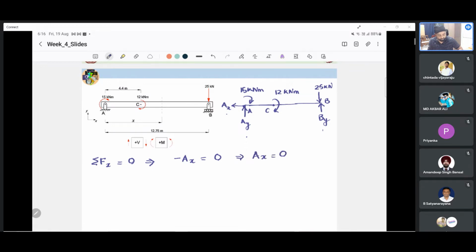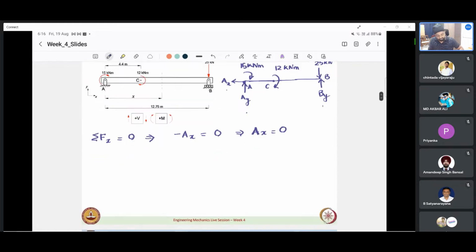Many might be able to recognize this upfront by looking at the beam, but for the sake of completeness, for those who might not understand this outright, I am just explaining this so that it becomes easier for you to solve the questions. Now sigma Fy equals 0. What will this give us? Ay plus By. Both are the reaction forces at A and B pointing in the upward direction.